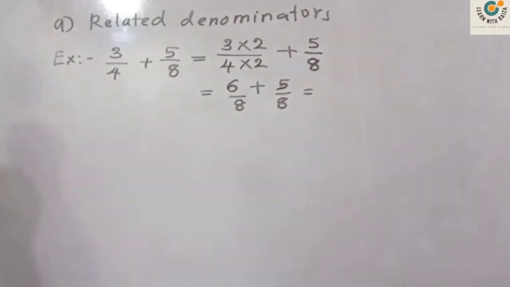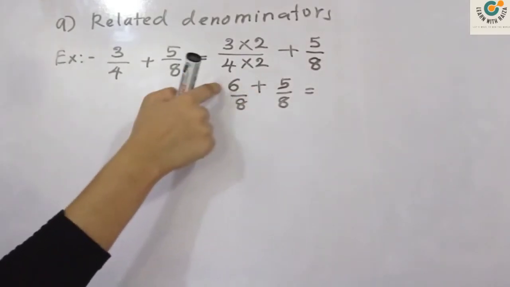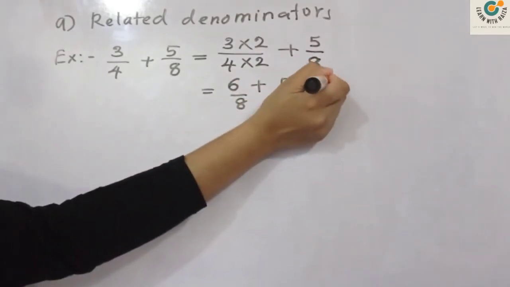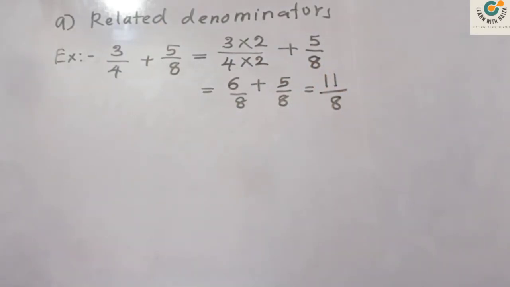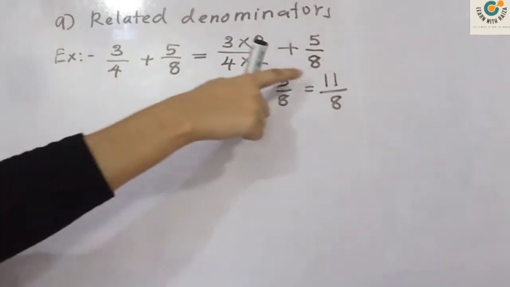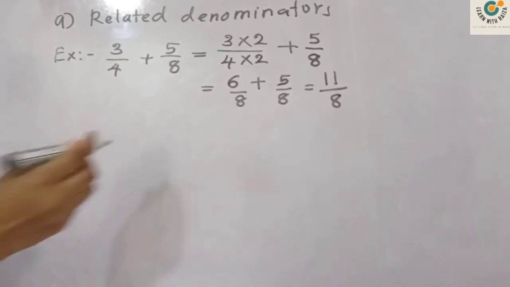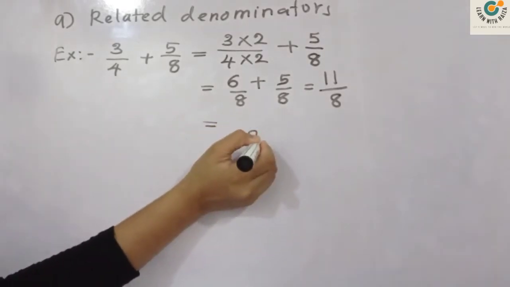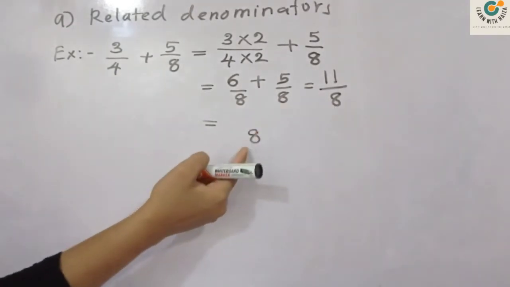So you know how to add common denominators. When the denominators are the same, only the numerators are added and you get the answer as 11 over 8. But this is not the final answer. 11 over 8 is an improper fraction. Improper fractions should be converted to mixed fractions. So the denominator 8 will not change in improper fractions and mixed fractions.